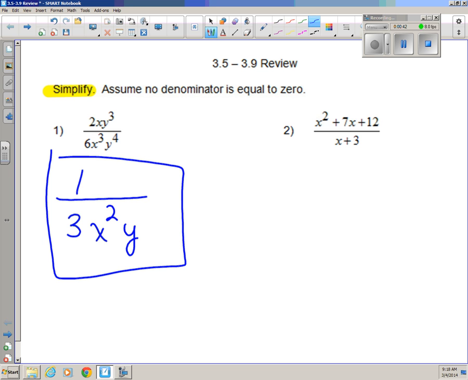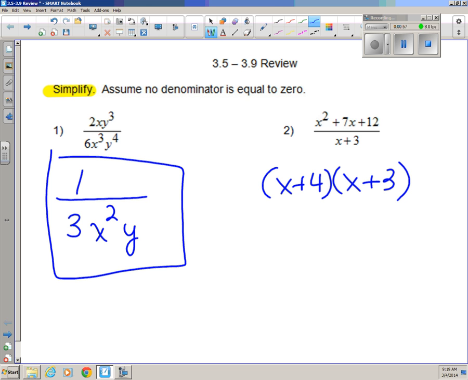The next one, I can factor the top. It's different from number 1 where it's monomial over monomial. Number 2 up top is a trinomial. Well, that's factorable, and I know that it's x plus 4 and x plus 3: two numbers that multiply to 12, 4 and 3, yet add to 7, 4 and 3.